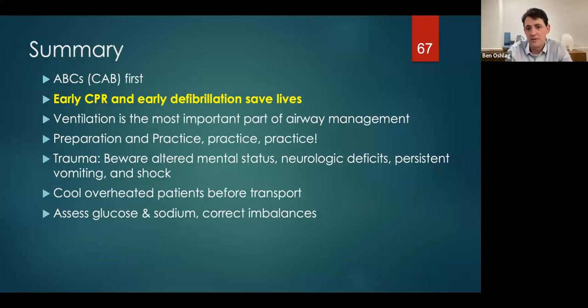Ventilation is the most important part of airway management. If you can ventilate someone adequately with a BVM, you have managed their airway, and you can continue to do that for as long as you need to.